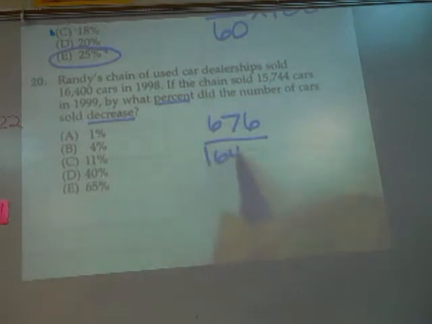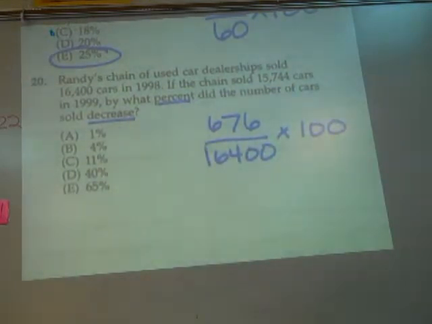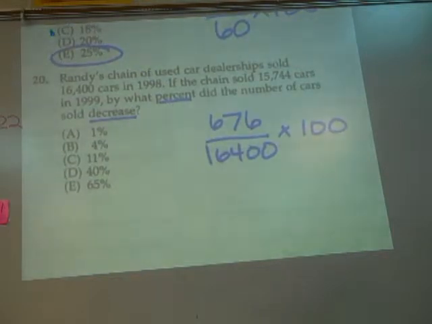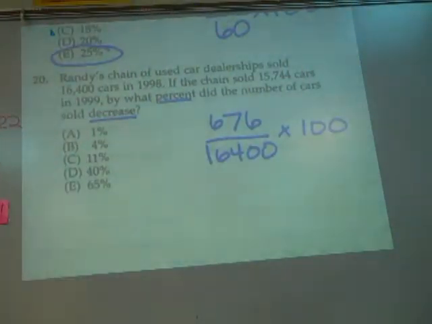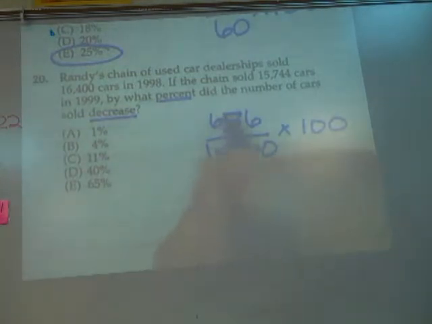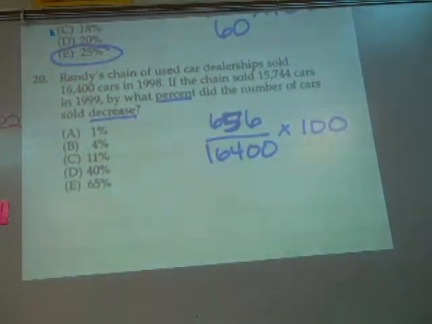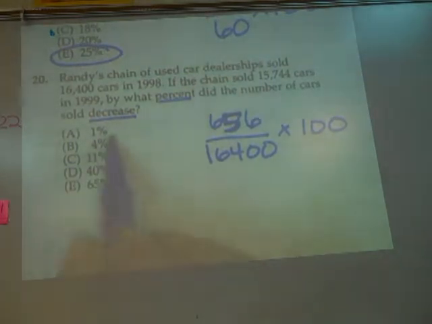16,400 times 100. Oh, they will give you the same answer. So what do you get? 656. I don't know. I didn't do it. It was so loud to get the wrong answer. 656. Sorry. 656. So 656 divided by 16,400 times 100. 4%.